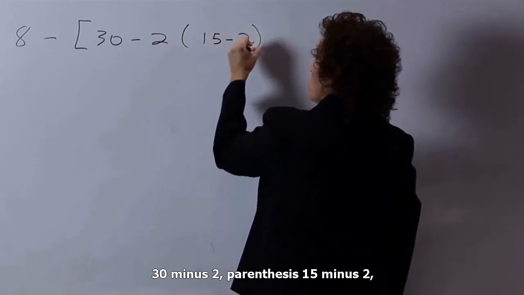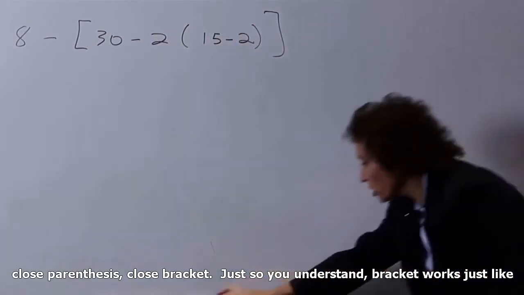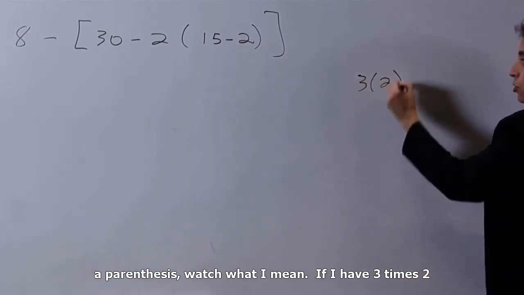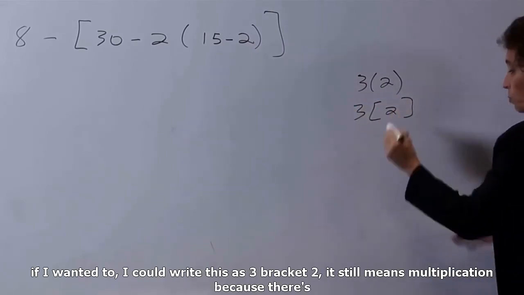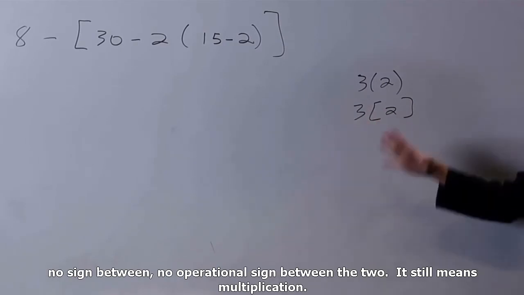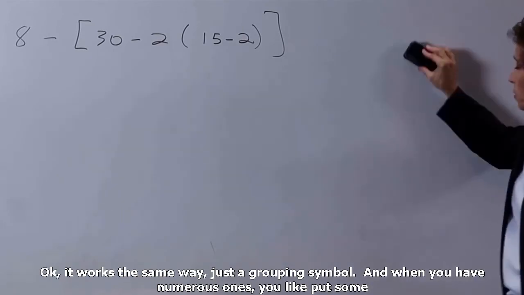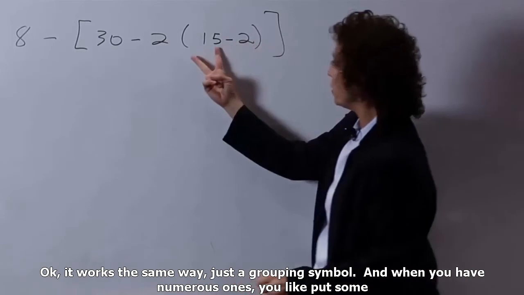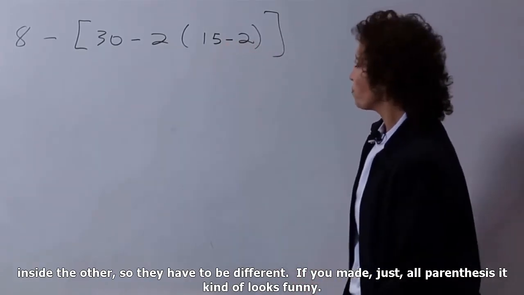30 minus 2, parentheses, 15 minus 2, close parentheses, close bracket. Just so you understand, a bracket works just like a parentheses. Watch what I mean. If I have 3 times 2, if I wanted to, I could write this as 3 bracket 2. It still means multiplication because there's no operational sign between the two. So it works the same way. It's just a grouping symbol. And when you have numerous ones, you like to put some inside the other, so they have to be different. If you made just all parentheses, it kind of looks funny.